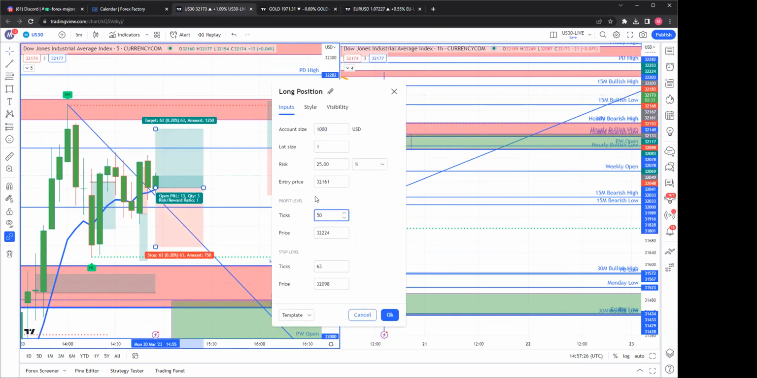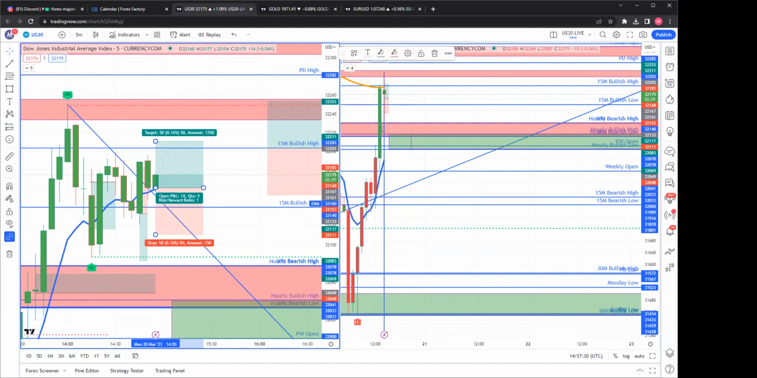So this one, I am using a bigger lot size. I'm trying to recover that one trade. And I think I hopped in later. I'm sorry, I was analyzing that one trade for gold.